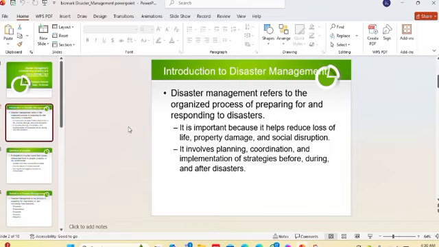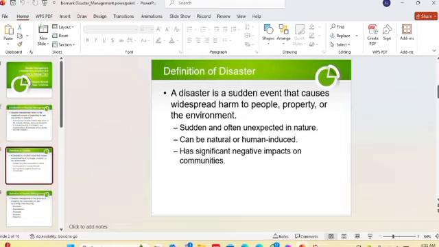First, disaster management refers to the organized process for preparing for and responding to disaster. So what are the importances of disaster management? First, it helps to reduce loss of life, loss of property, and social disruption. Also, it involves planning, coordination, and implementation of strategies before, during, and after disaster.